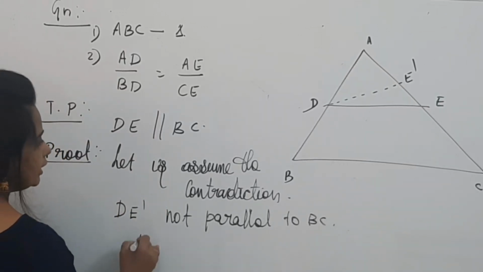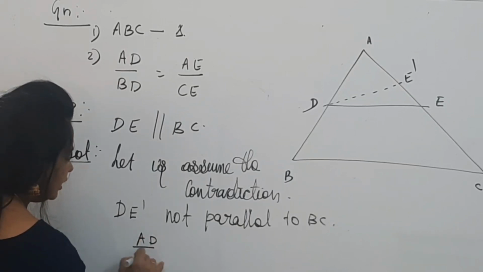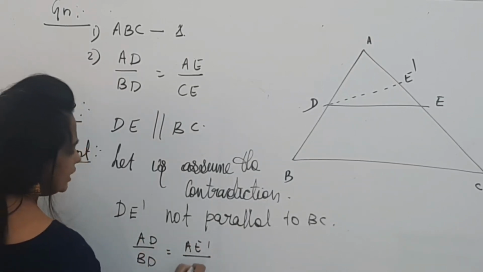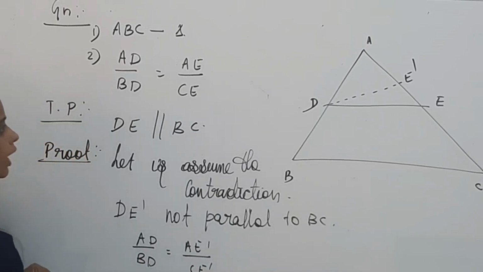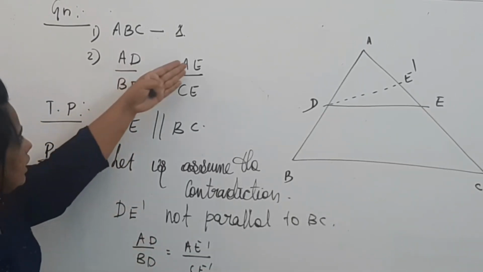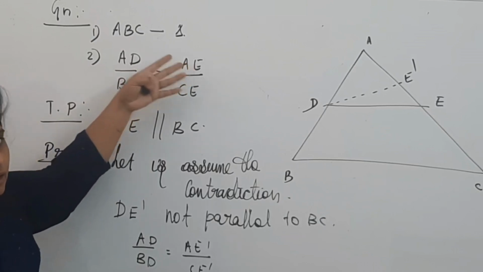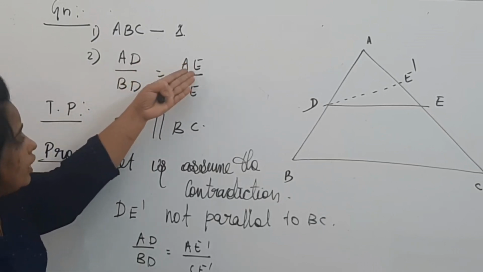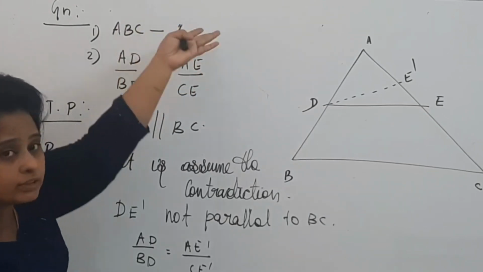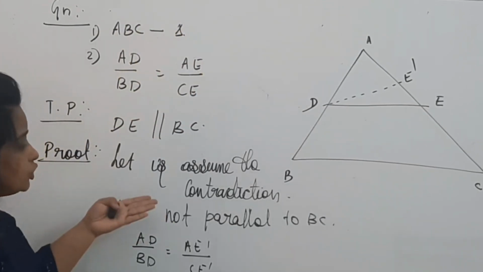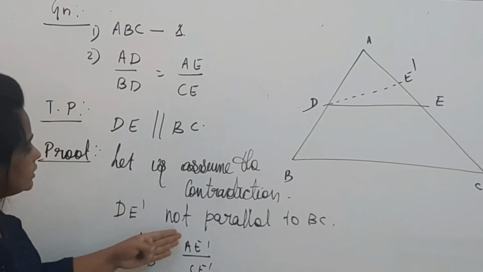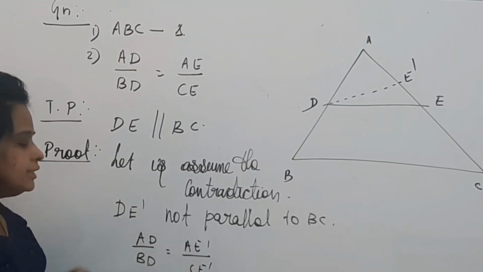That means AD by BD is equal to AE dash by CE dash now. Why? Because it is already given. I've not taken E as the point. Suppose it is E dash is the point, but which is not parallel, then this will hold now. So AD by BD is equal to AE dash by CE dash.